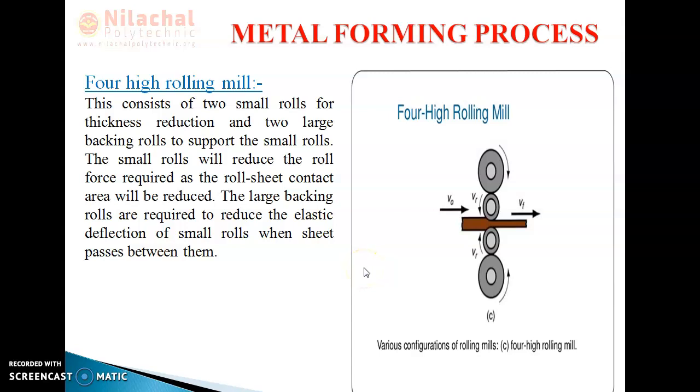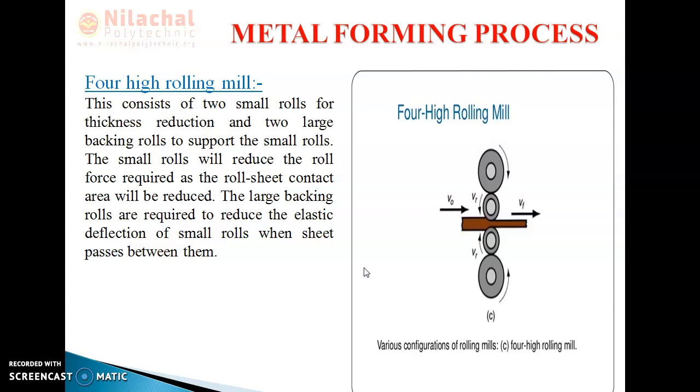After 2 high roll mill, let us discuss 4 high roll mill. In 4 high roll mill, it consists of 2 small rolls for thickness reduction and 2 large backing rolls to support the small rolls. The small rolls will reduce the roll force required as the roll sheet contact area will be reduced. The large backing rolls are required to reduce the elastic deflection of small rolls when the sheet passes in between them.